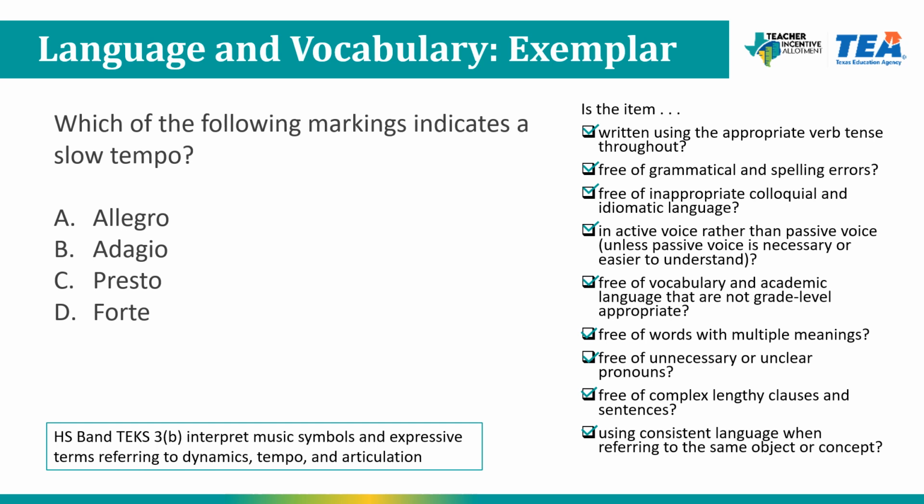Now, let's run through our checklist to evaluate this item. Is the item written using the appropriate verb tense throughout? It seems to be. I don't spot any grammatical or spelling errors. It also seems to be free of inappropriate colloquial or idiomatic language, which is essential for clarity. While some terms might not be colloquial, they seem crucial for a high school band course. These terms likely align to the grade level expectations and are essential for success in the course. Regarding words with multiple meanings, there may be nuances like allegro meaning happy in Italian, but within the context of the band course, it is acceptable. Checking for pronouns, sentence complexity, and consistent language use all seem to be in order.